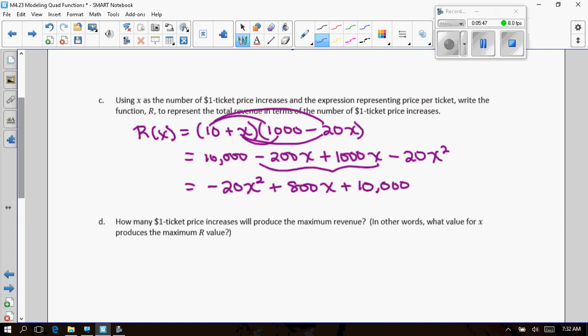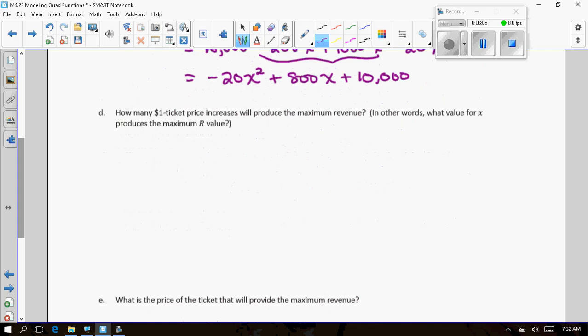Now, as we know, standard form gives us some information, right? If we don't increase the price at all, they're going to make $10,000. So how many $1 ticket increases will produce the maximum revenue? Well, to find the maximum, we need to find the vertex. Easiest way to do that is to take this equation and put it into vertex form.